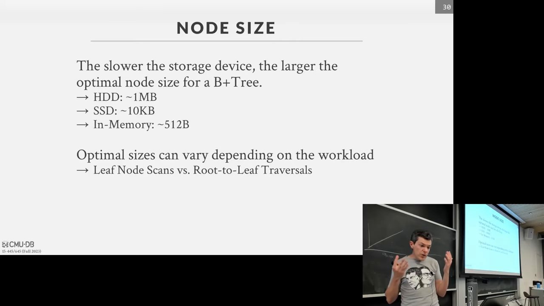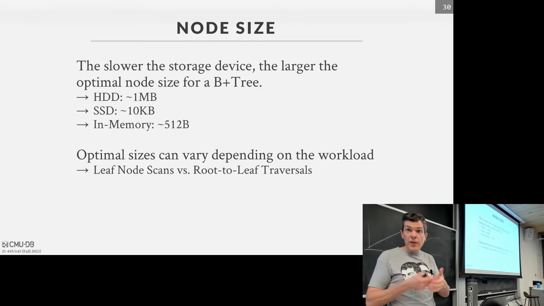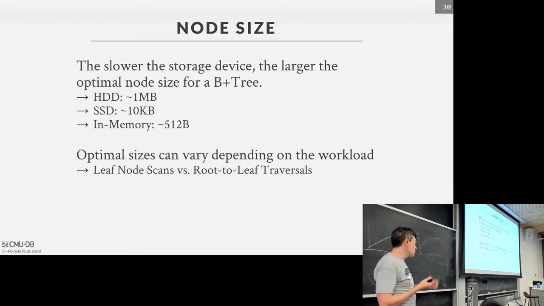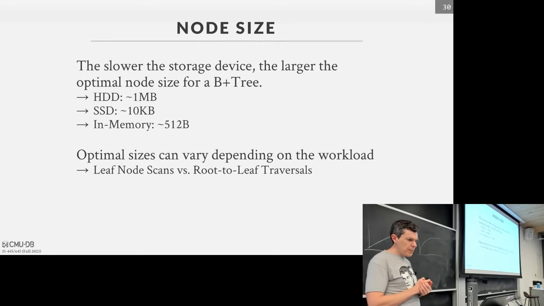So if you're on an old spinning disk hard drive, you want a page size of like 1 megabyte. The number of keys that you can fit on a 1 megabyte page will be defined by the size of your keys. If they're all 8-bit integers, then you can store a lot of them, probably more than you actually can have. But for a fast SSD, roughly 8 to 10 kilobytes is considered the right size. And if you're in memory, 512 bytes is considered the right size, because within a cache line, you can keep things very efficient. Right?